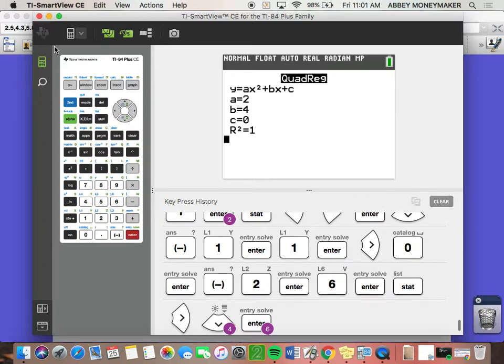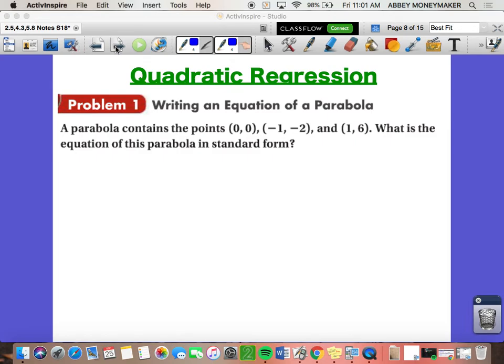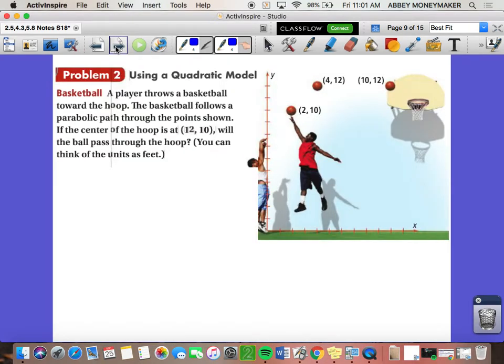All right. So now that we know how to do quad reg, is it any different? No. Let's look at problem number 2. A player throws a basketball towards the hoop. The basketball follows a parabolic path. Oh my gosh, parabolic path. What does that tell you automatically? You're doing quad reg, right? Automatically, you know that you are doing quadratic regression because it says parabolic.